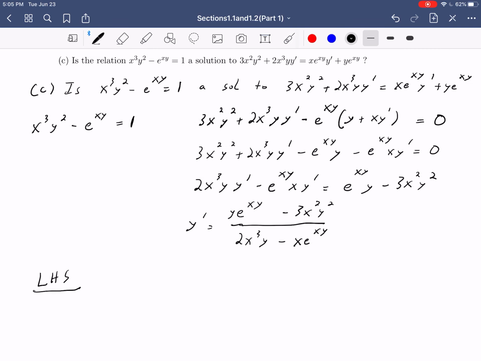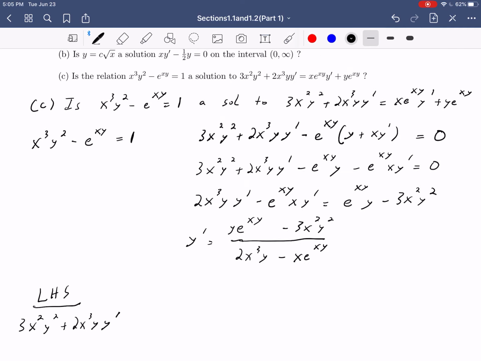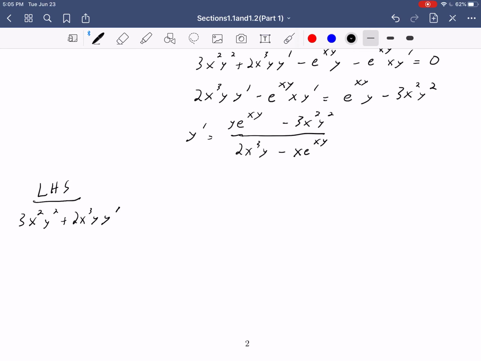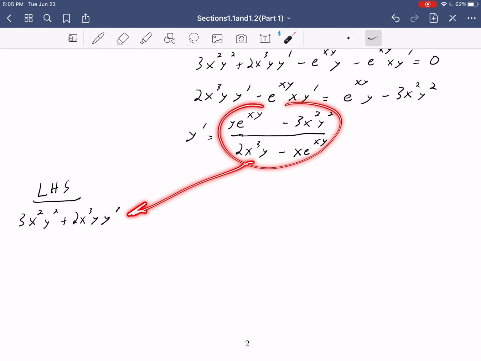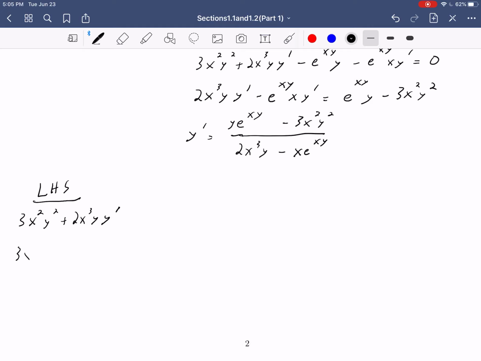So our left-hand side is 3x squared y squared plus 2x cubed y prime. So if we plug in this y prime, it's going to be pretty messy looking, but we can just pop that in there. So this is 3x squared y squared plus 2x cubed y times y e to the xy minus 3x squared y squared over 2x cubed y minus x e to the xy.